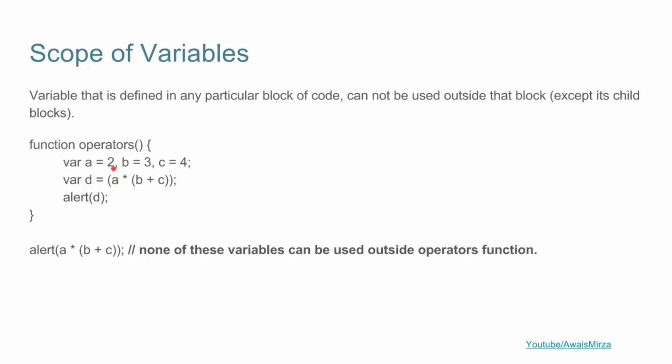Now if I try to use these variables outside this function, it's going to give me an error because I have defined these variables inside that function. Any variable that is defined inside any block of code cannot be used outside that block, but it can be used in the child block of that code. Like inside that function, if we have added a new function, another function, and inside the nested function I want to use variable a, I can use it, but I can't use it in the parent block of this function or the parallel block of this function. So defining scope is very important.